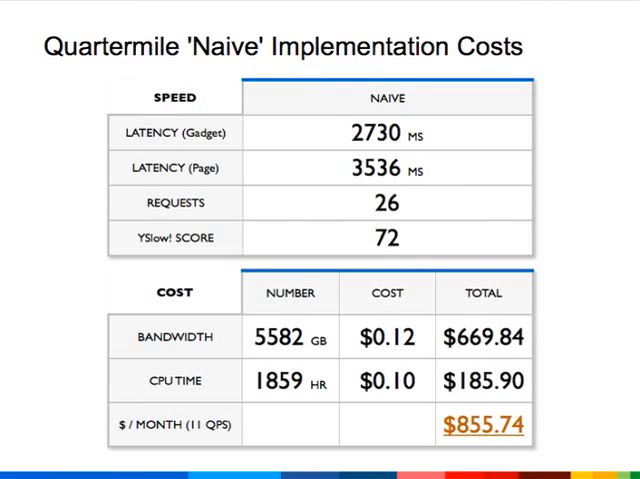This is really just saying, if you had a million extra page views a day, you would be paying about $900 a month more for that amount of traffic. It's certainly reasonable for apps to scale that large. We have social apps going up to, you know, the hundreds of QPS. So 11 isn't really that strange.